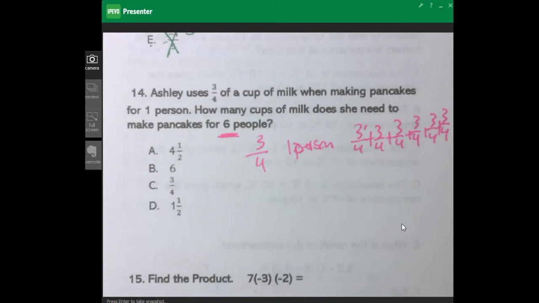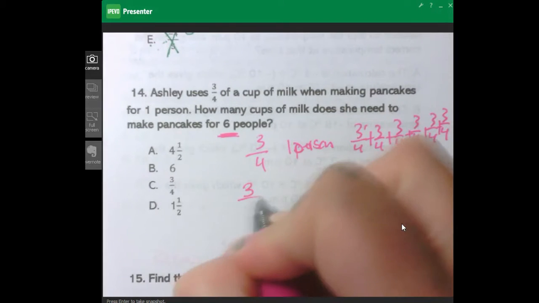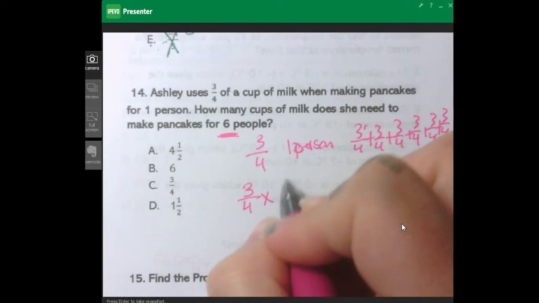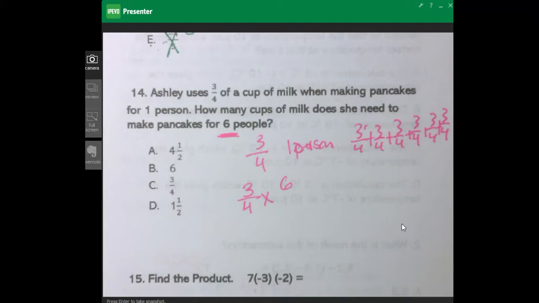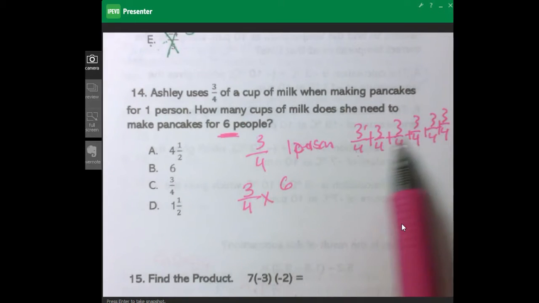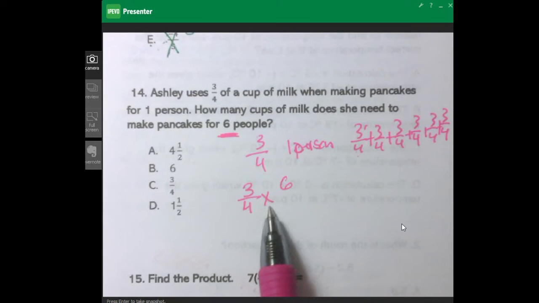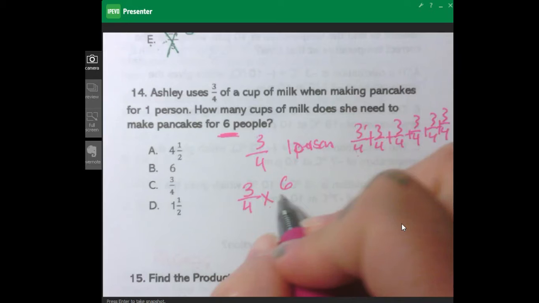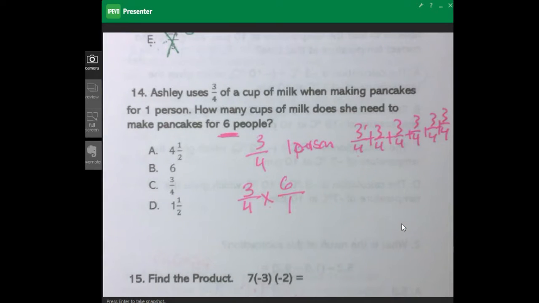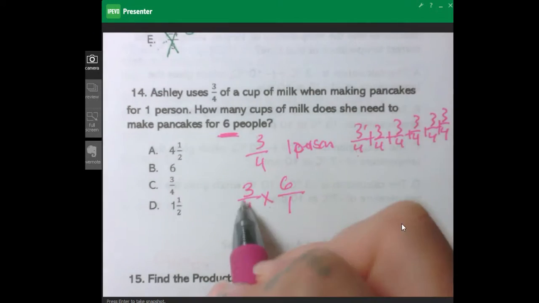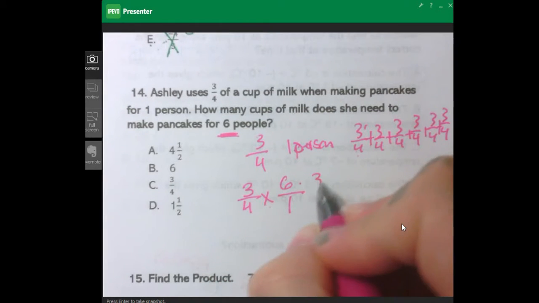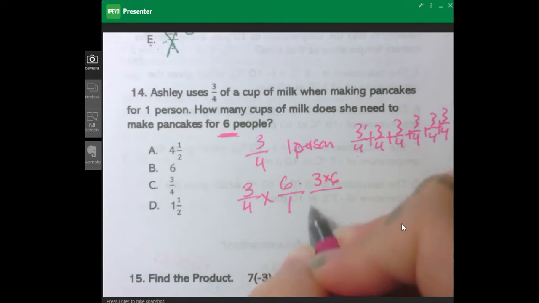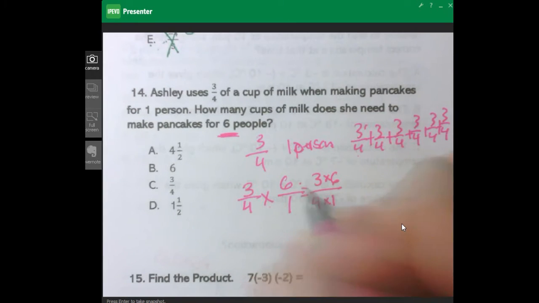Or we can multiply and say 3/4 times 6, because we know that multiplication is repeated addition. So rather than adding 6 times, I'm just going to multiply once. So here I have a fraction and a whole number. I need to make this whole number a fraction. Anytime we do that, you just put it over 1. And multiplying, we multiply straight across. So I'm going to say 3 times 6 over 4 times 1.